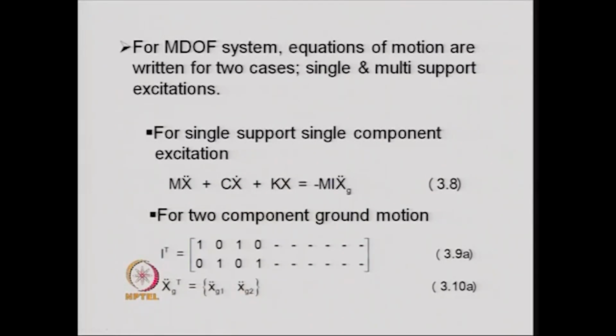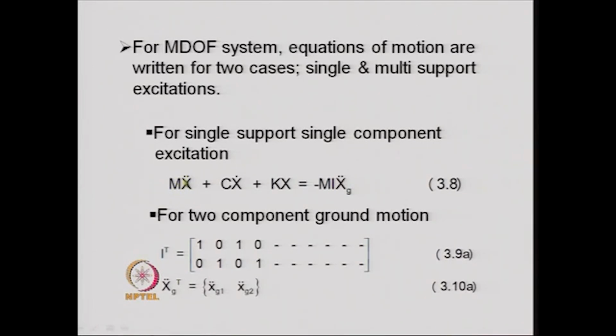Now, this is for the single degree of freedom system. When we extend this to a multi degree of freedom system, then the m of the single degree of freedom system is replaced by a mass matrix. Instead of a single m, it becomes a matrix.